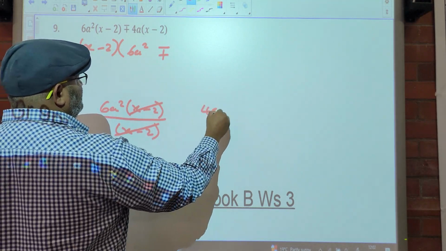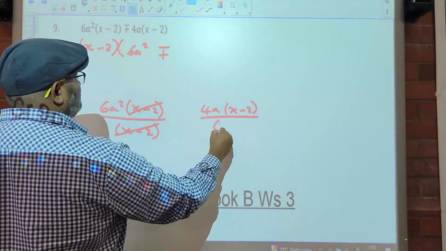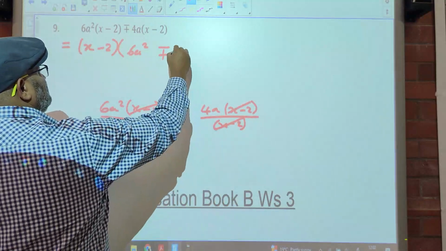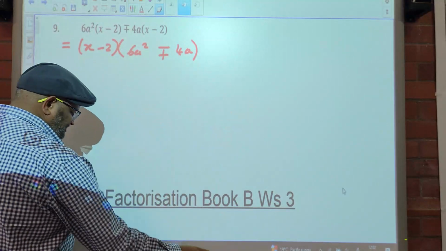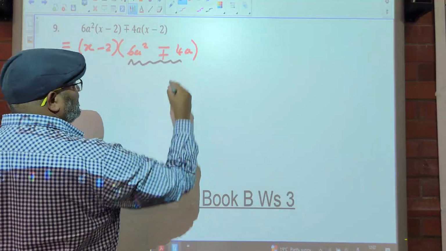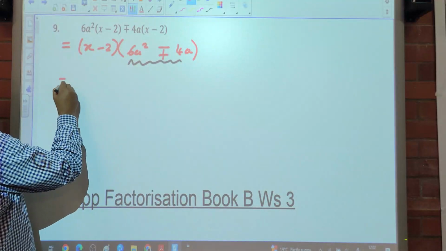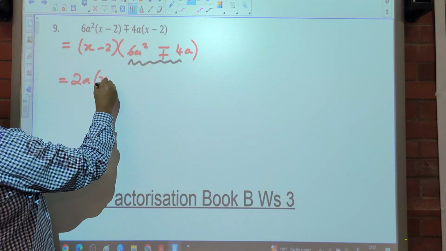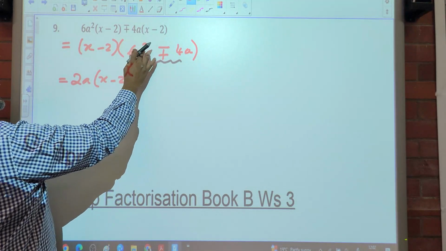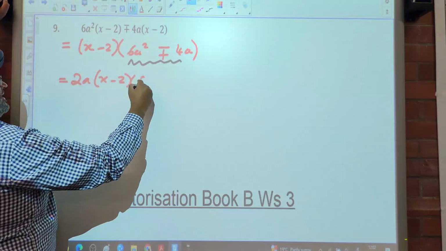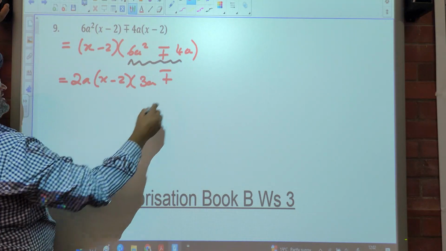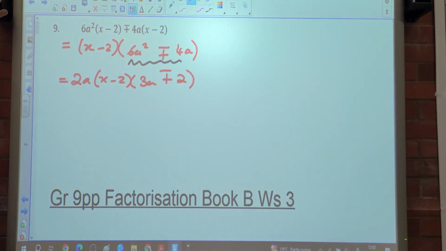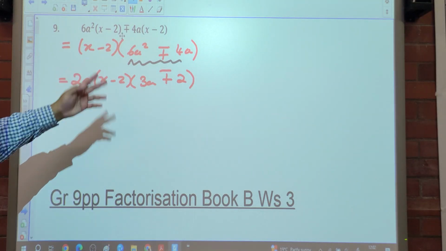If I take 4a into x minus 2 divided by its common factor, what are we left with? 4a. But what do we notice in that second bracket now? The common factor of 2a. What are we left with? x minus 2. It's 6a squared divided by 2a, 3a. Minus plus 4a divided by 2a. Okay. Normally there is either plus or minus.